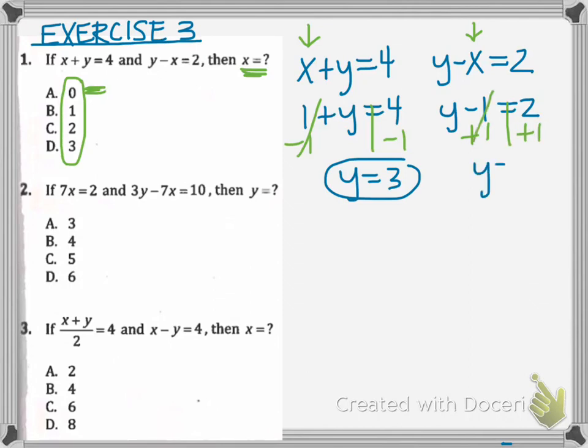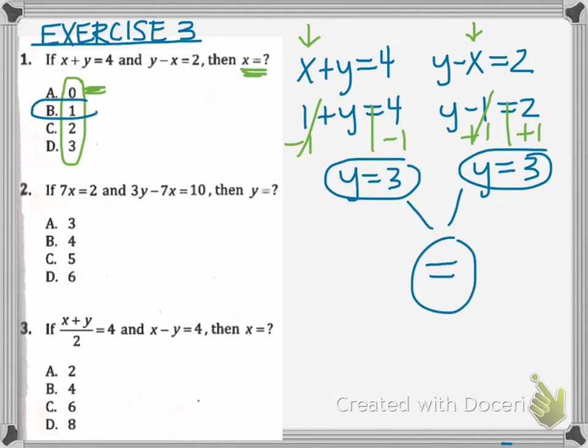So we get y equals 2 plus 1, which is also 3. These are equal, so that means that was my solution. So that's another way to solve it, which might be easier for a few of you.